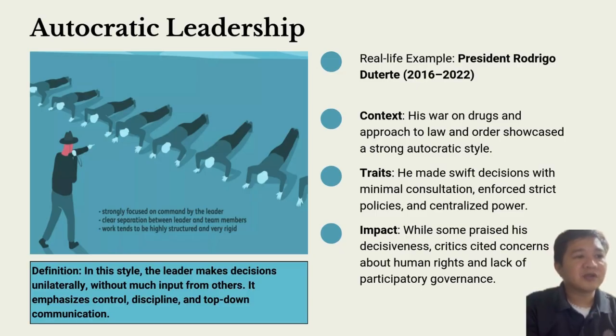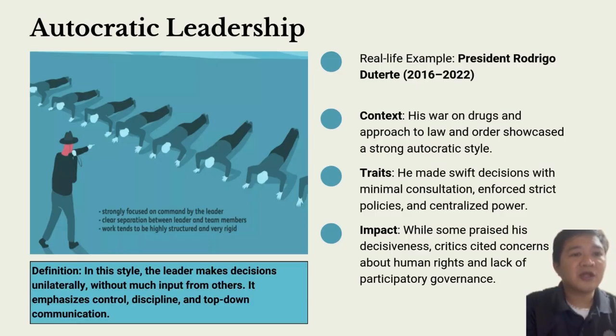His war on drugs and approach to law and order showcase a strong autocratic style. He made swift decisions with minimal consultation, enforced strict policies, and centralized power. While some praised his decisiveness, critics cited concerns about human rights and lack of participatory governance.